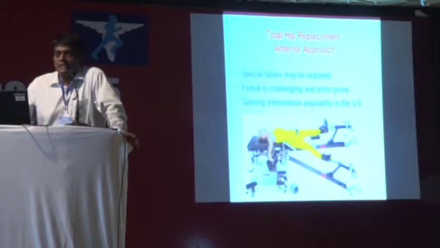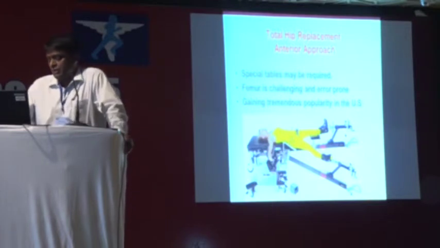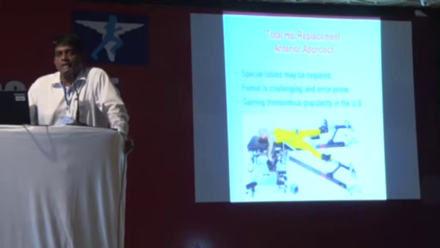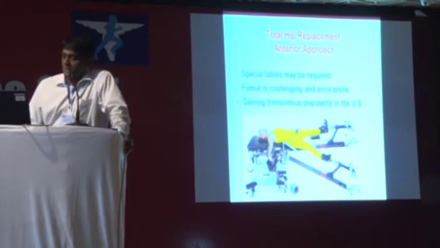The acetabulum is really a joy to do, but the femur can be very challenging and error prone. You make a lot of mistakes when doing the femur. It has gained tremendous popularity in the US. It's really the surgery that's picking up in the US. Tremendous growth in the US. And I think close to 15 to 20% of THRs in the US are done through the anterior approach. And yet to meet a surgeon in India who does this approach routinely.